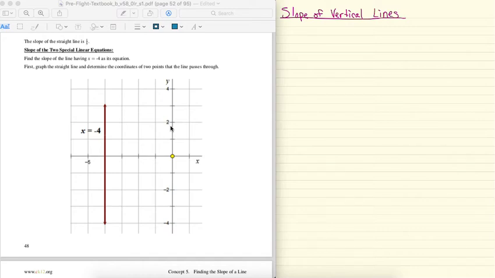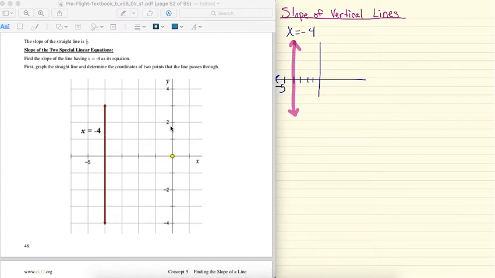What we're going to talk about next is slope of our special lines. So our special lines are the vertical lines and horizontal lines. First I'm going to talk about slope of vertical lines. If we have the vertical line x equals -4 and we are to graph this, that line would look like this. So that is my line.